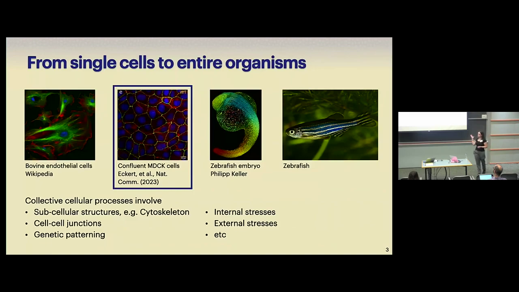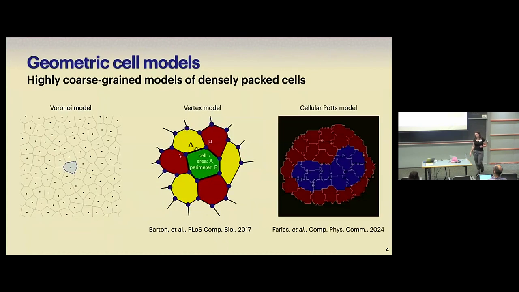These types of cellular systems have inspired a lot of experimental work as well as theoretical and computational modeling. In particular, what I'm going to be talking about today are highly coarse-grained geometric models, coarse-grained at the level of the cells. Let me briefly give an overview of some of the main geometric models. The one we're going to be talking about today is the Voronoi model. In this model, the degrees of freedom are the cell centers, and the boundaries of the cells are defined by a Voronoi tessellation of the space.